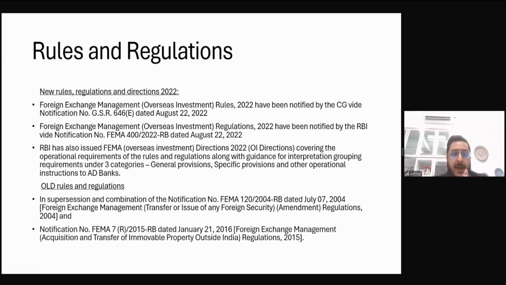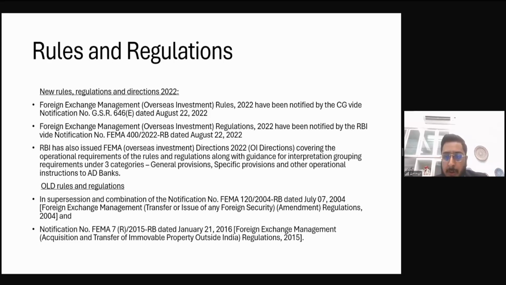Now, if anyone wishes to learn about ODI, it is much easier because it is a very updated part of the FEMA. Why am I saying this? Because the latest rules, the latest regulations, and the latest directions came in 2022. Of course, the directions of 2022 have also been amended, and now the directions of 2024 have come in. But except for the directions, the rules and regulations are of 2022. So these are the latest.